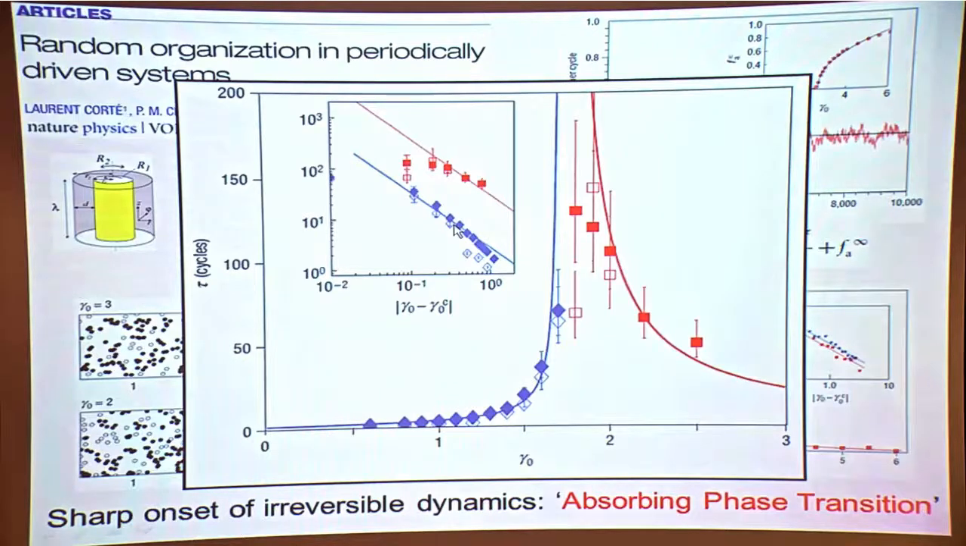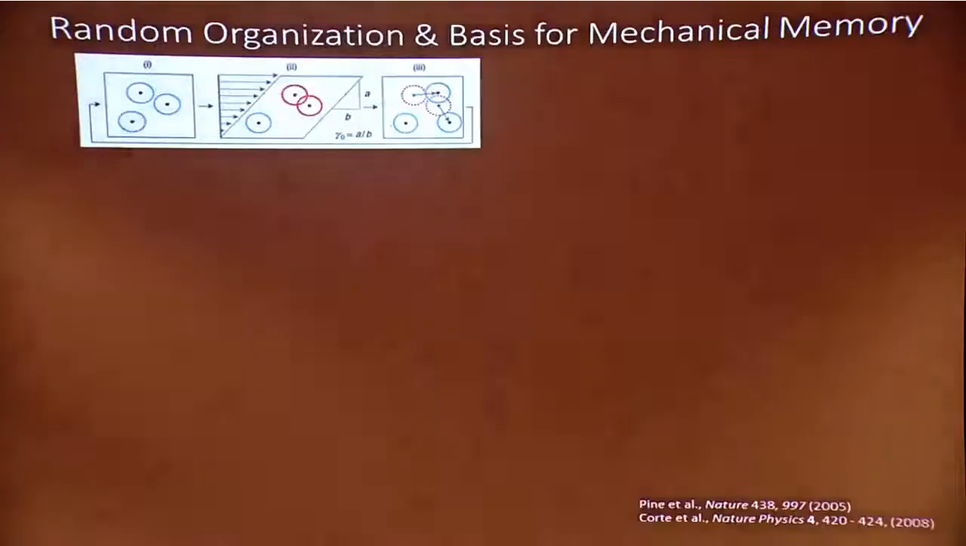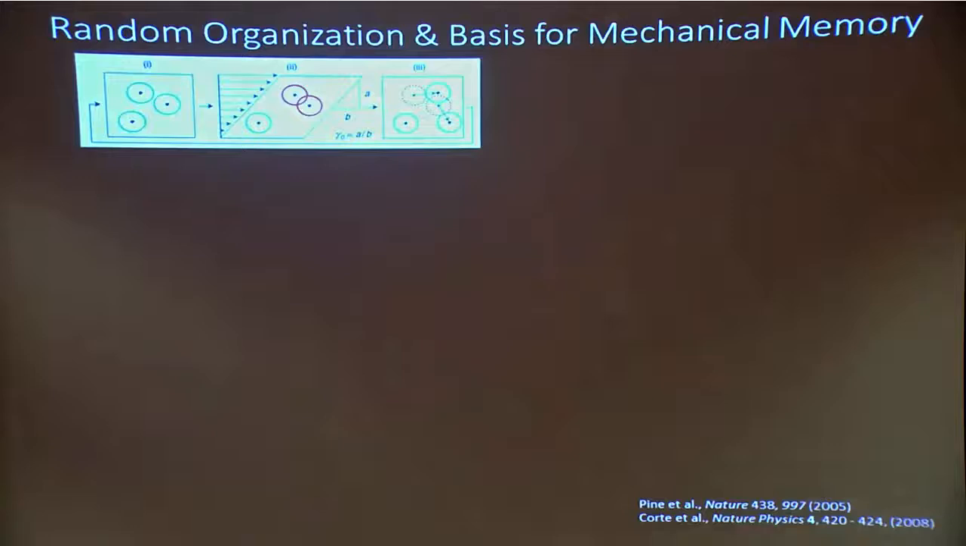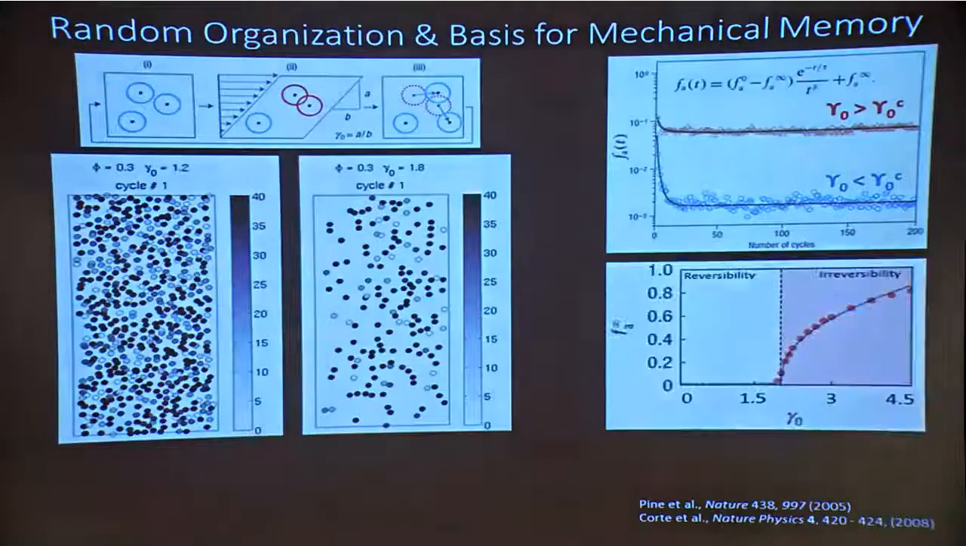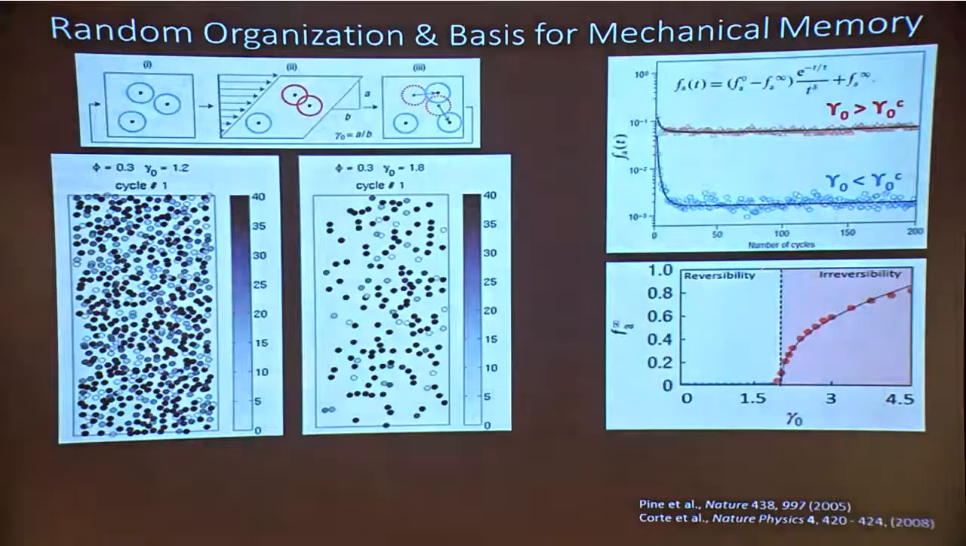And this is the onset of irreversible dynamics, which is termed an absorbing phase transition. Okay, so I didn't want to elaborate, in case this is again a simple model, as I said. They avoid collisions, and this is from the experiment, and again they see a threshold.